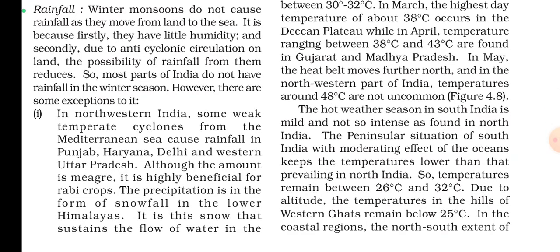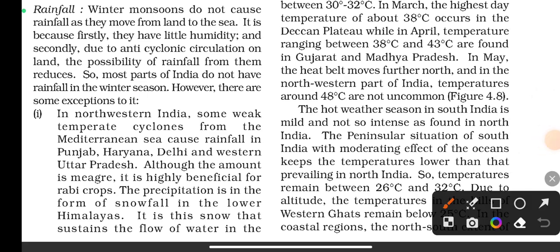Now, rainfall. Winter monsoons do not cause rainfall as they move from land to sea. It is because, firstly, they have little humidity, and secondly, due to anticyclonic circulation on land, the possibility of rainfall from them reduces. So most parts of India do not have rainfall in the winter season. However, there are some exceptions to it. In northwestern India, some weak temperate cyclones from the Mediterranean Sea cause rainfall in Punjab, Haryana, Delhi and western Uttar Pradesh, right? So these are the exceptions in northwestern India during the winter season.